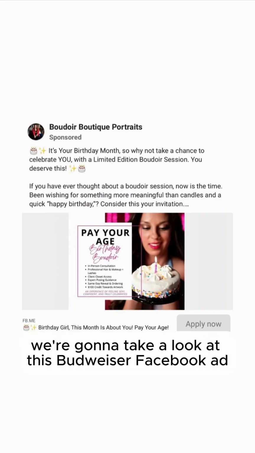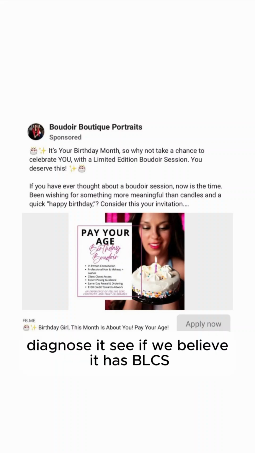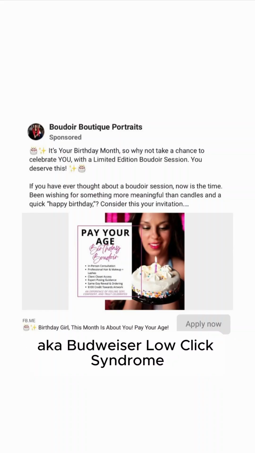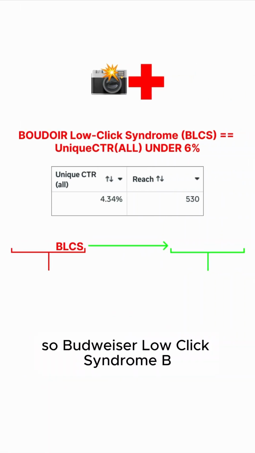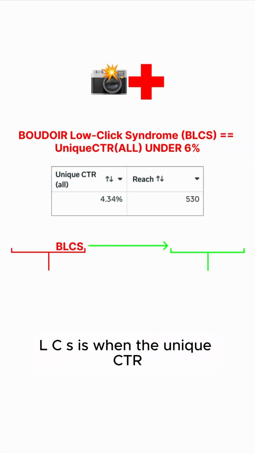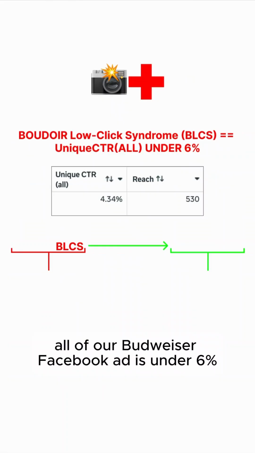All right, y'all, we're going to take a look at this Boudoir Facebook ad. Diagnose it, see if we believe it has BLCS, aka Boudoir low click syndrome. So, Boudoir low click syndrome, BLCS, is when the unique CTR all of our Boudoir Facebook ad is under 6%.